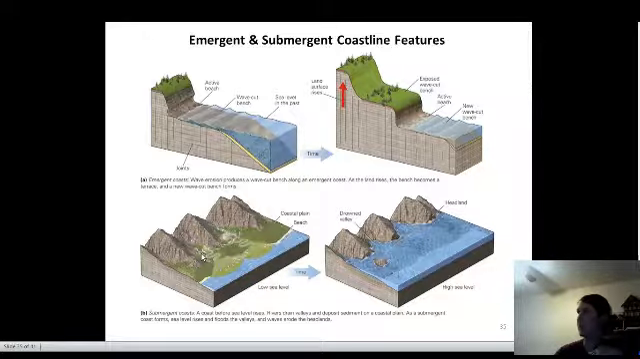Here we have an example of a submergent coast region. So you can see our rivers moving down their valleys. You have your depositional alluvial fans here as it moves through the ocean system. As time goes by and the ocean level rises, it starts to flood these river systems and drown the valleys up towards their headwaters or headland areas.